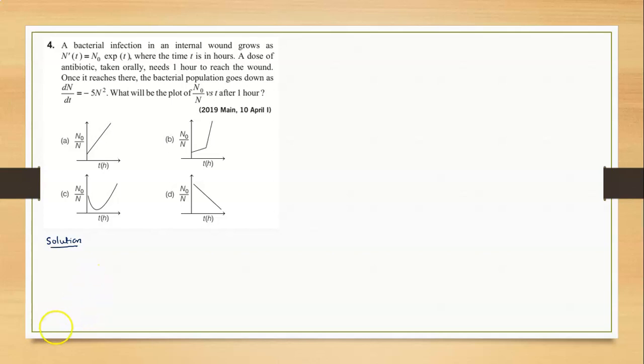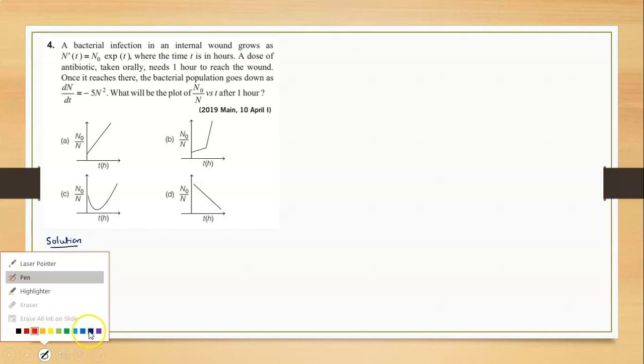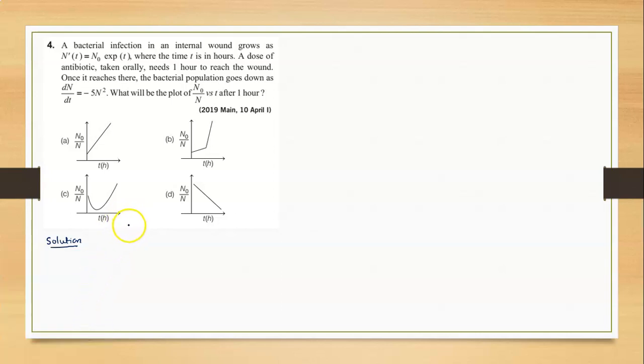Okay, in this question on chemical kinetics, let's read the question very carefully. The bacterial infection in an internal wound grows as given: N(t), the number of bacteria at any time t, equals N naught e raised to the power t, where t is time in hours.